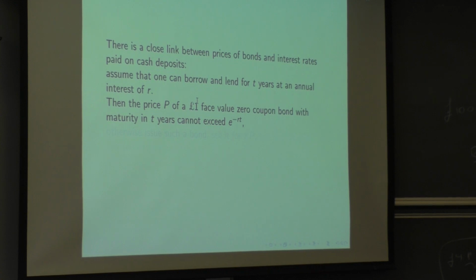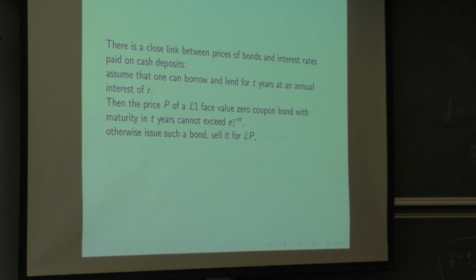So how am I going to show you that this is the correct price of this bond? I'm going to repeat what I've done before. I'm going to show you that any other price is incorrect. So let's start by convincing ourselves that this price cannot exceed e to the minus RT. If the price exceeds e to the minus RT, then the bond is too expensive.